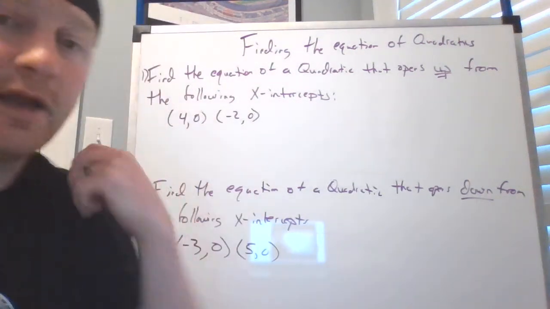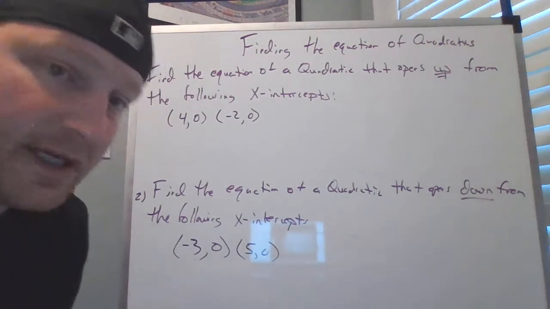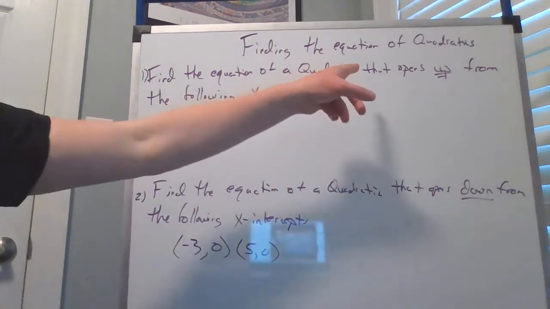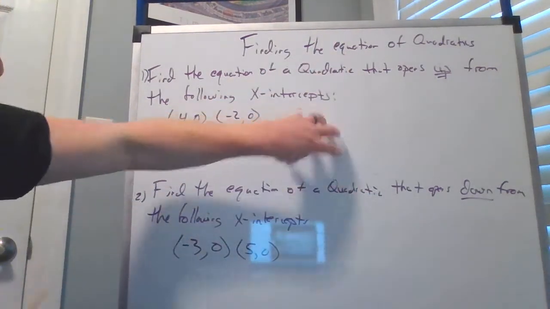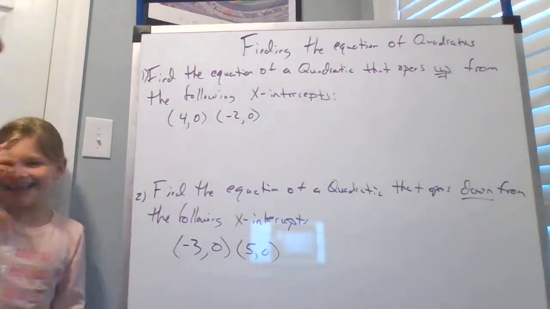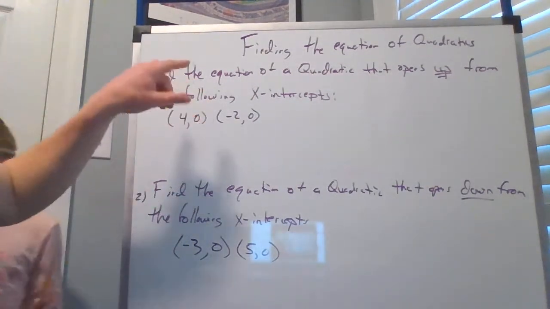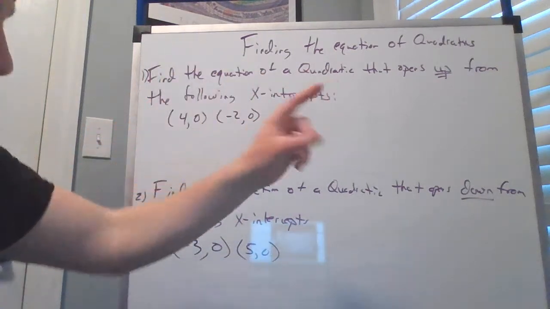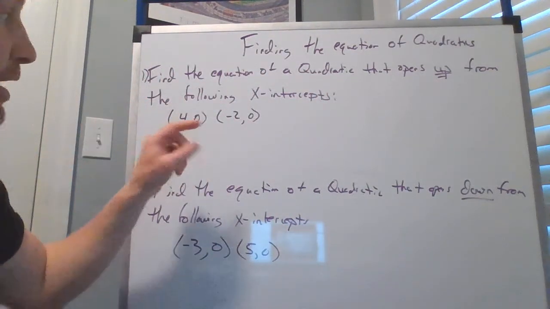Good morning. All right, so we are going to be doing a worksheet today about making equations of quadratics from different scenarios. I'll start easy, then I'll get hard. First things first, find the equation of a quadratic that opens up from the following x-intercepts.